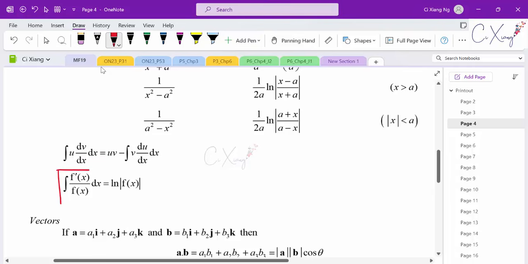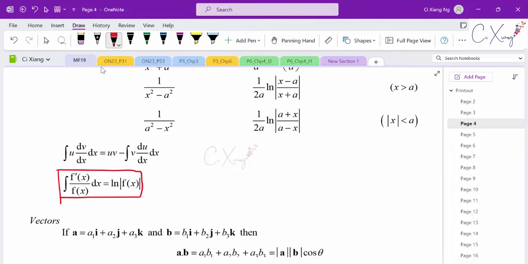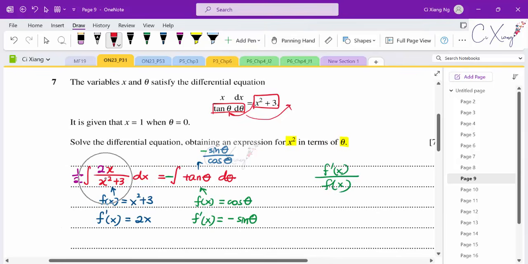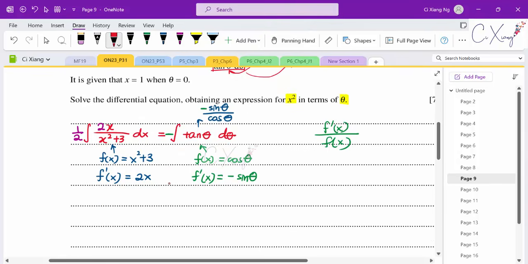When you want to integrate f prime x over f x pattern, generally you are having log f x. That means you bring the denominator up, inside a log. So you're having log modulus f x. Same thing happens for what we have here. For this pattern, 2x is f prime x, f x is x squared plus 3. So to integrate them, the constant half I just copied, I didn't touch them. So integrate f prime x over f x pattern inside the integration, you have ln f x. So ln f x, which is x squared plus 3.